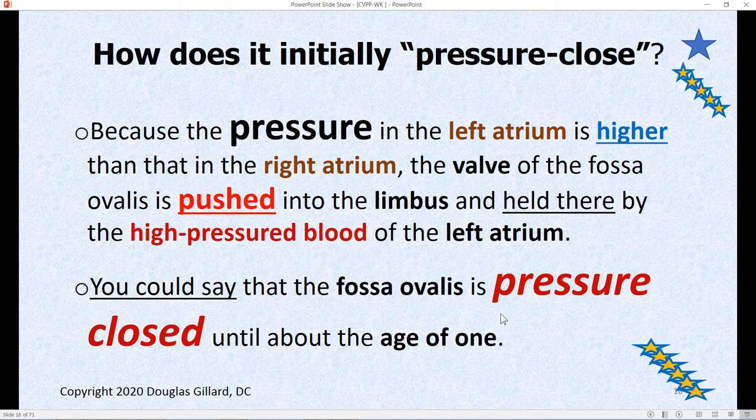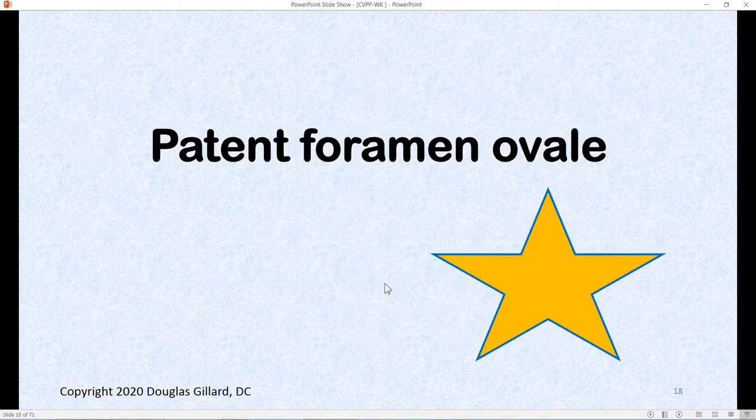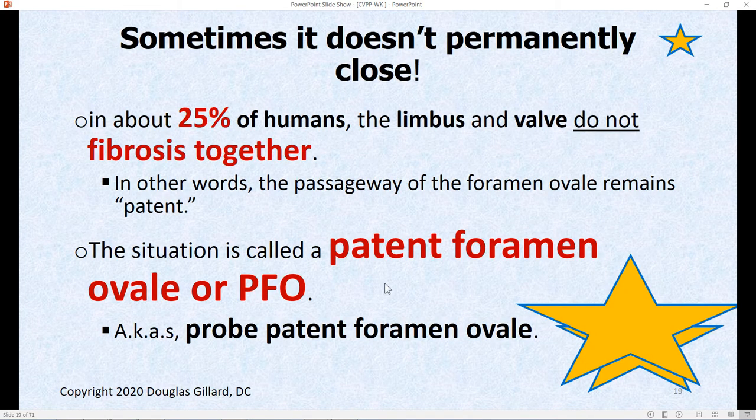Even after birth, everybody's pressure closed, right? And it takes about a year to weld those two together. But by the age of one, most of you are welded, and so you don't ever have to worry. But yeah, so patent foramen ovale is the star of the show here. So 25% of you, as I said, it doesn't weld together. So you have a situation called a probe patent foramen ovale.